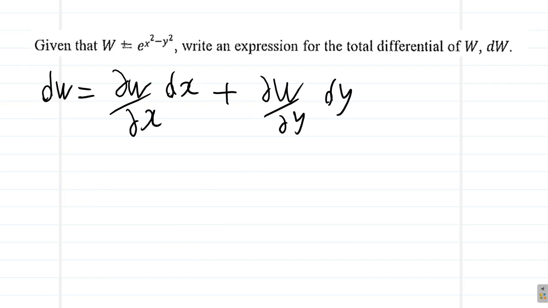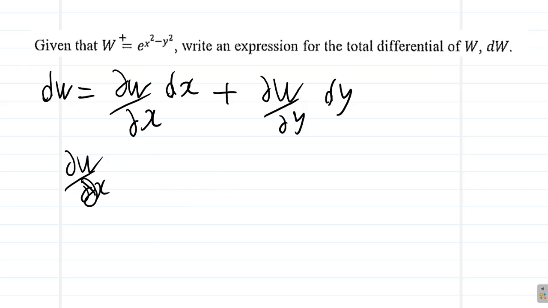All right. So let's get back to this now. We say that we have dW is partial of W by partial x dx plus partial of W by partial y dy. So here, what is partial of W with respect to x? Partial W by partial x. Alright.